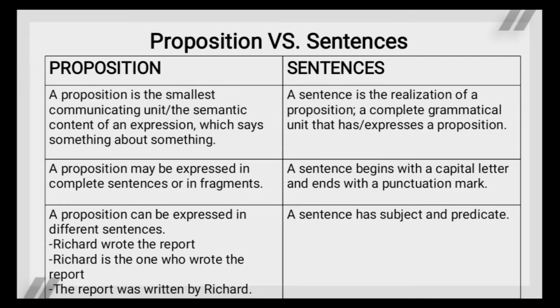Now we have the sentence. A sentence is the realization of a proposition, a complete grammatical unit that has or expresses a proposition. A sentence begins with a capital letter and ends with a punctuation mark. A sentence has a subject and predicate. We all know what a sentence is. It expresses a complete thought, has a subject and predicate, and so on. In a sentence, we can also analyze or realize the proposition, and the description of a sentence is syntactic analysis.